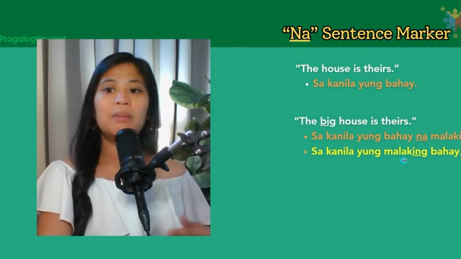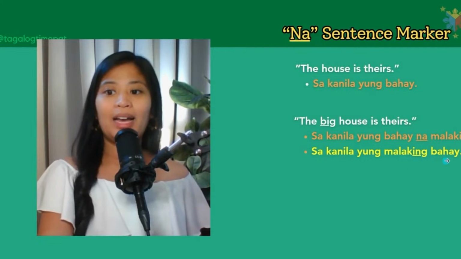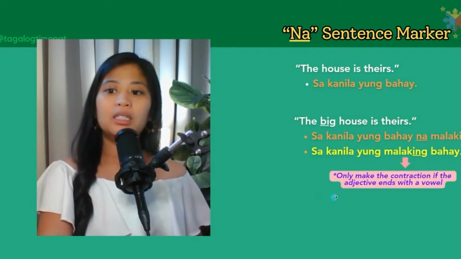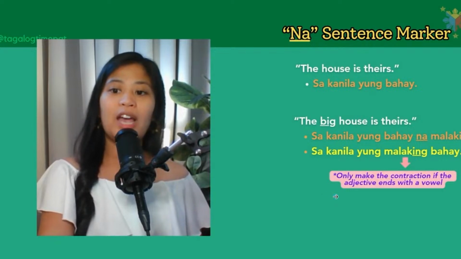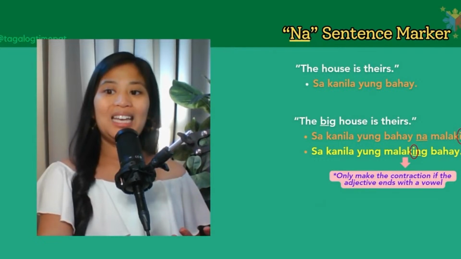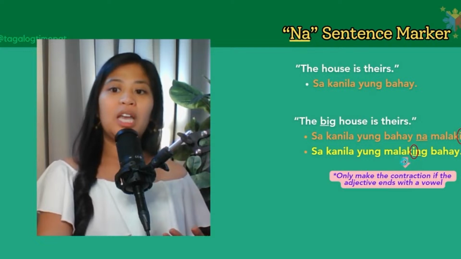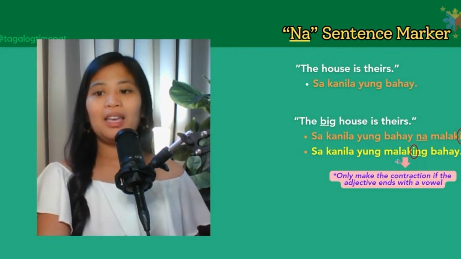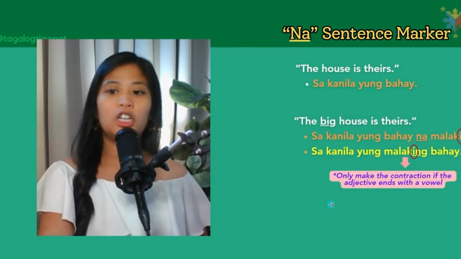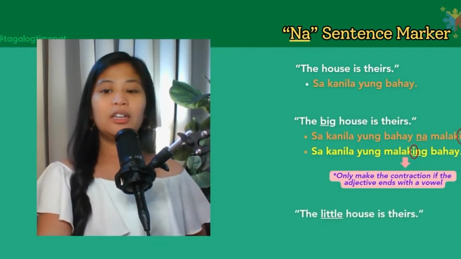Technically, this is malaki na bahay. The na is in there, but it's being incorporated into the adjective malaki. And you only make this contraction if the adjective ends with a vowel. So see, malaki ends with an I, and when you are putting the adjective first, instead of saying malaki na bahay, you could just say malaking bahay. So it's a contraction.